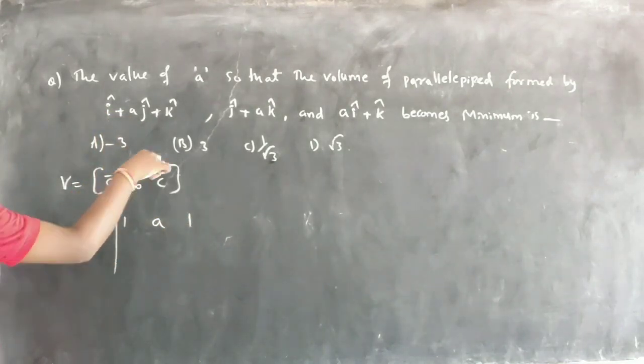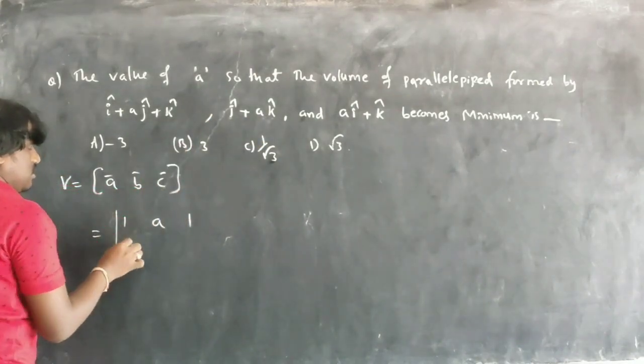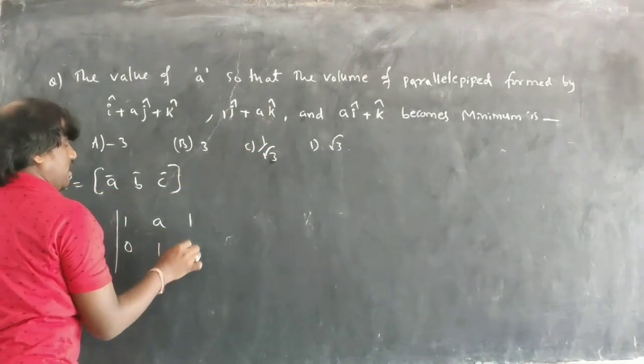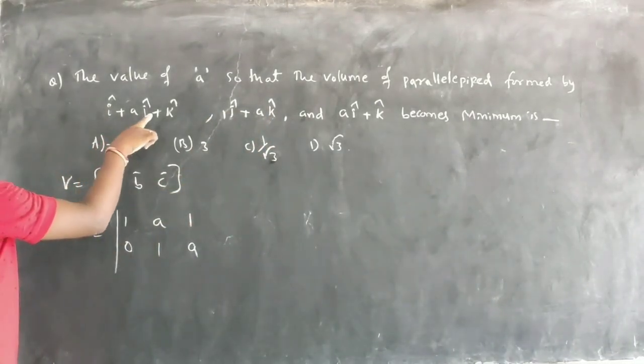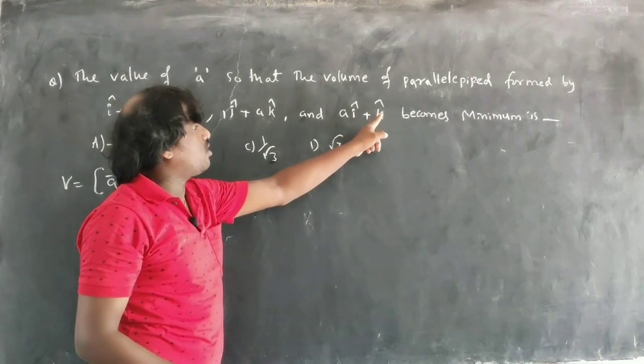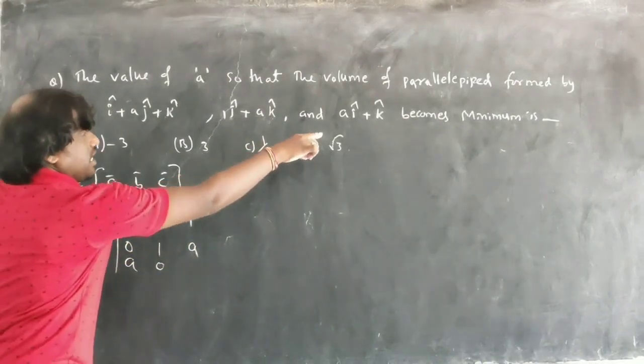What is the B here? J, K is there, so 0 here, this is 0. J component is 1 and K component is A. Here is 1, A, 1, and here is the I component, J 0, K component. Means what you have? A, 0 and there is 1.